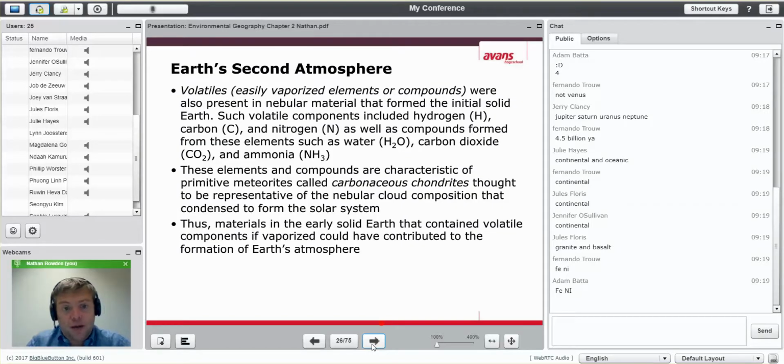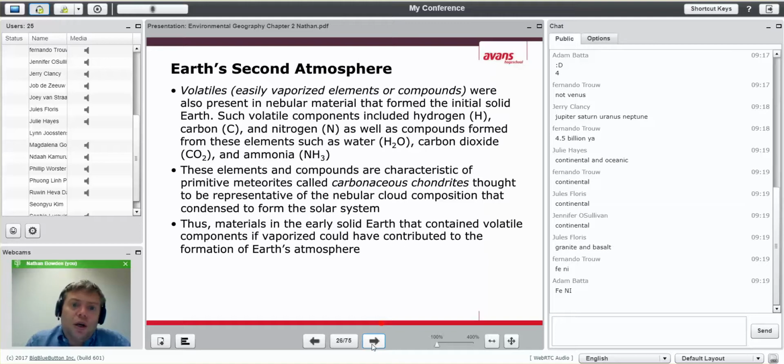The second atmosphere had more volatiles, which are easily vaporized elements or compounds. The volatiles were present in nebular material that formed the initial solid Earth. These included hydrogen, carbon, and nitrogen. These are very common elements in our atmosphere today as well, and compounds formed from these elements such as water, carbon dioxide, and ammonia. Certainly water and carbon dioxide are very common in our air. These elements and compounds are characteristics of primitive meteorites called carbonaceous chondrites, thought to be representative of the nebular cloud composition that condensed to form the solar system.